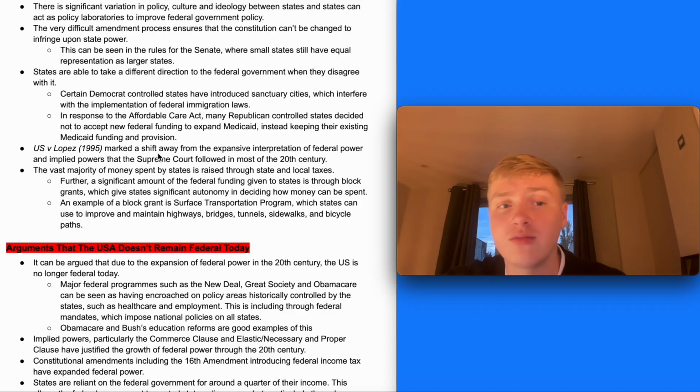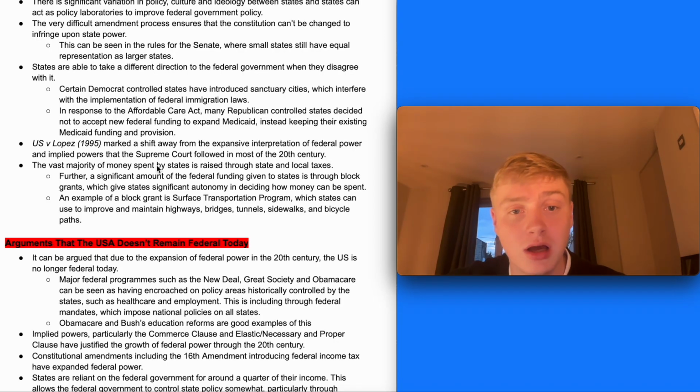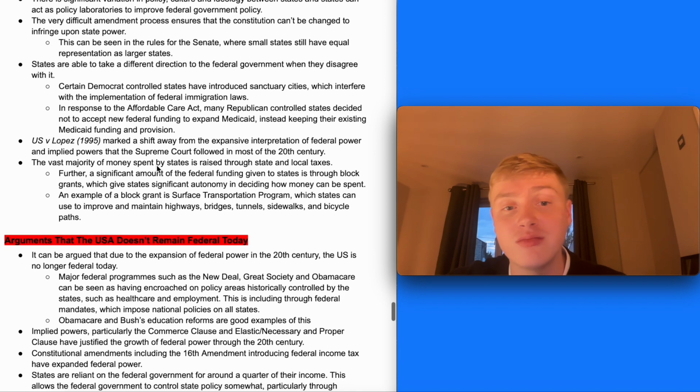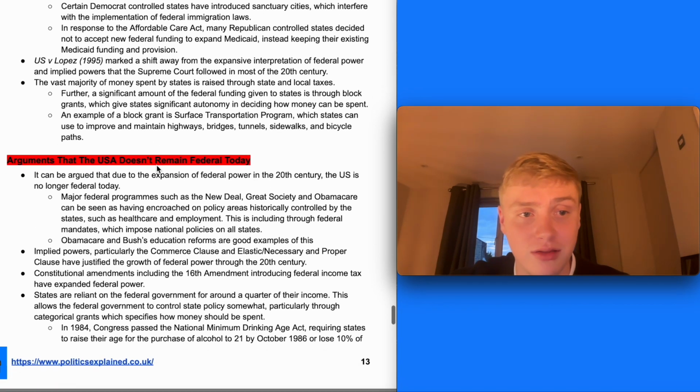And the vast majority spent by states is raised through state and local taxes, whilst a lot of the federal funding is through block grants, which gives states significant autonomy in deciding how the money can be spent. An example of a block grant is the Surface Transportation Program, which states can use to improve and maintain highways, bridges, tunnels, sidewalks, and bicycle paths.